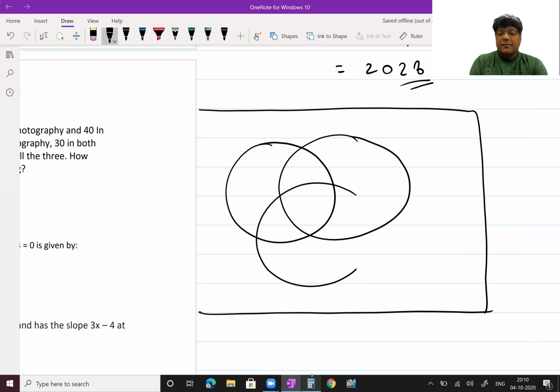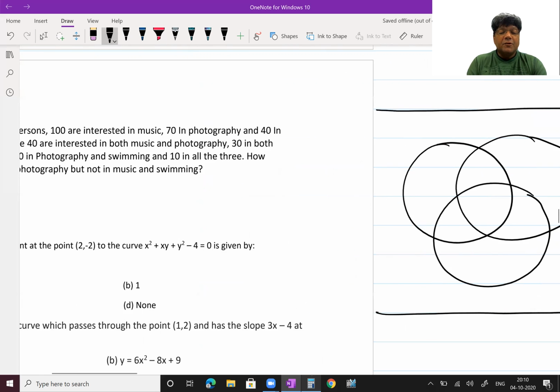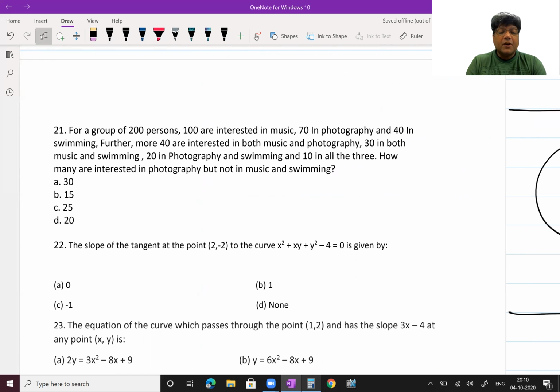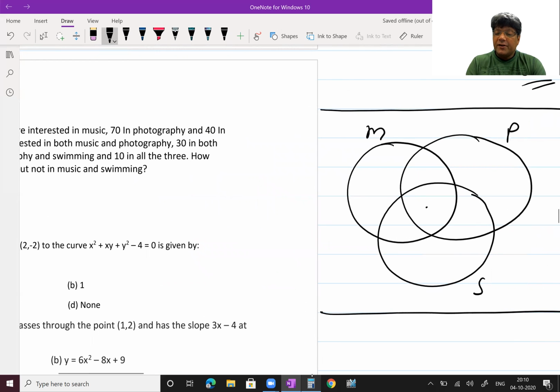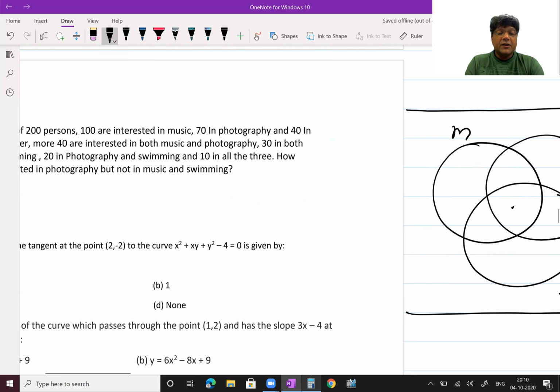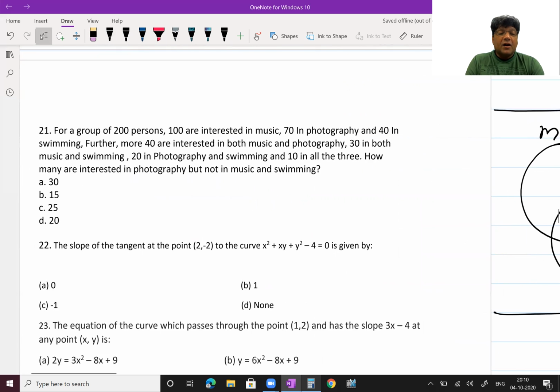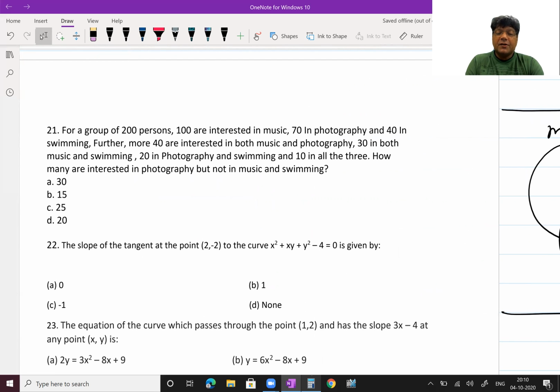Venn diagram. Which three things? Music, photography, swimming. Actually, we have to start from here. All three given. How many are interested in photography? 100 in music, 70 in photography, 40 in swimming, 40 interested in both music and photography, 30 in both music and swimming, 20 in both photography and swimming, and 10 in all three. Guys, 10 in all three.